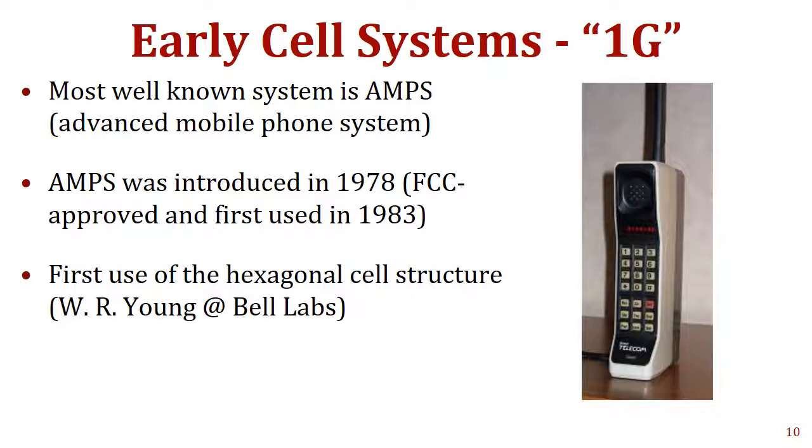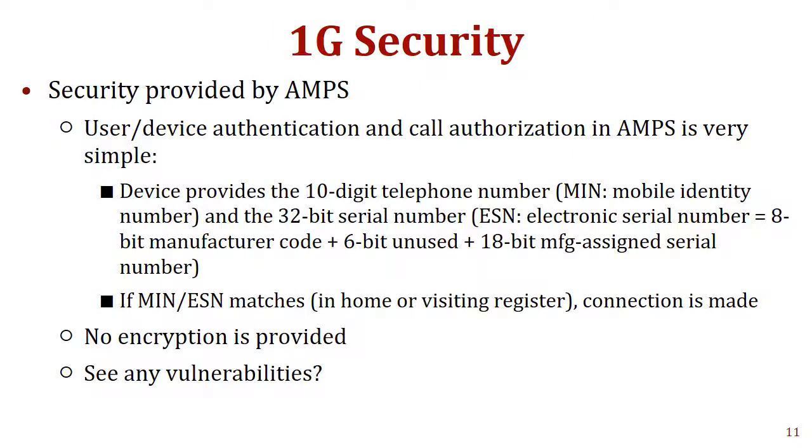The 1G generation first used the cell structure, and it is analog. You might have seen these pictures of very, very big mobile phones. They are very expensive, they are robust, but they provide really, really simple services. And they don't really provide much security. The only security they provide is the user device authentication and call authentication. And it's very simple authentication.